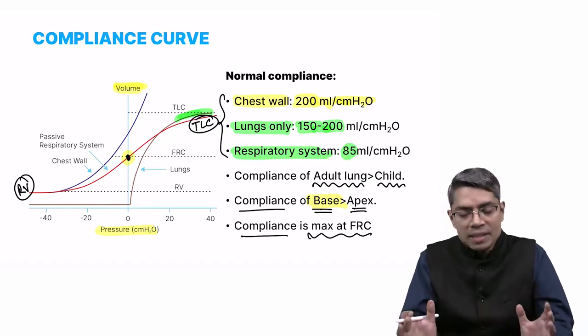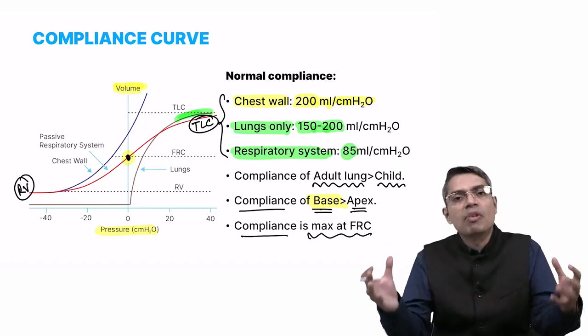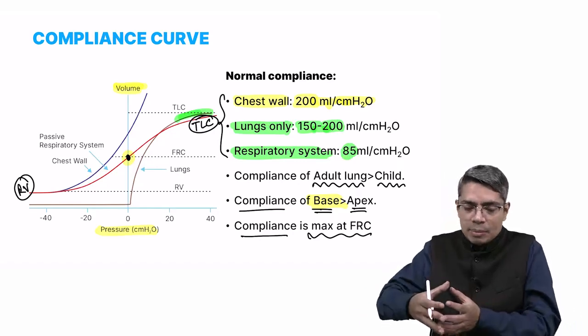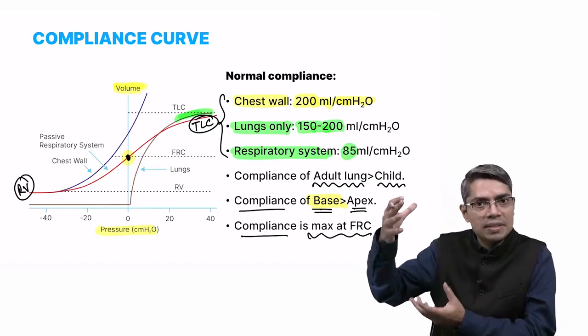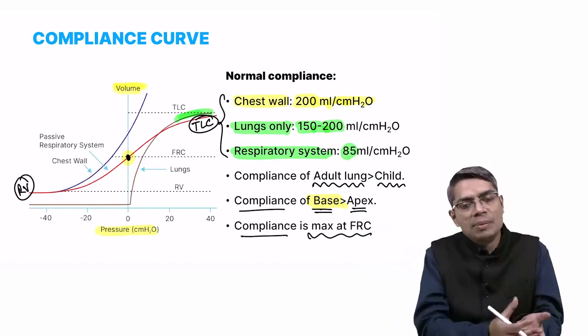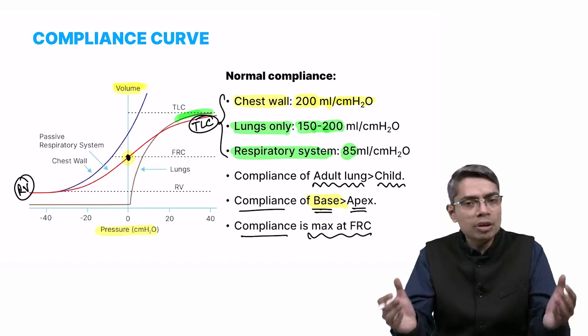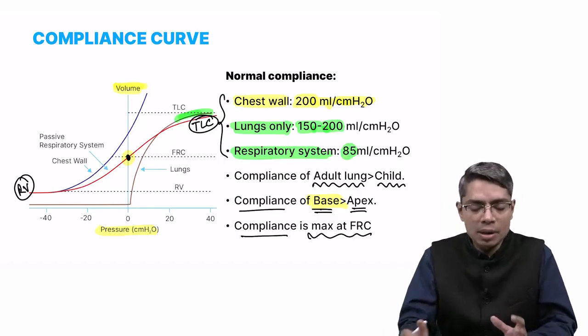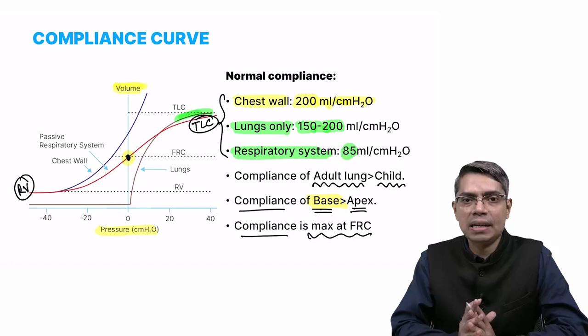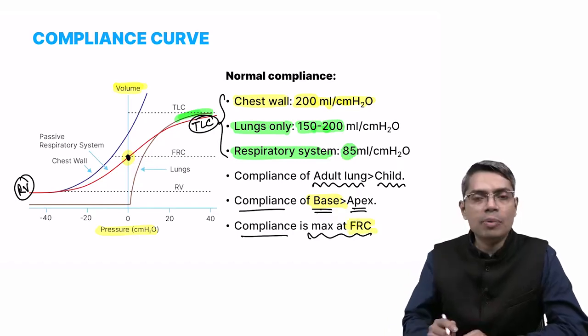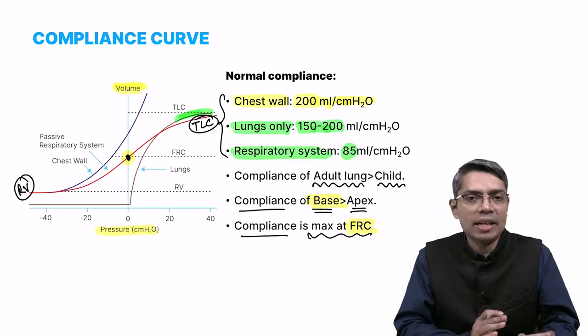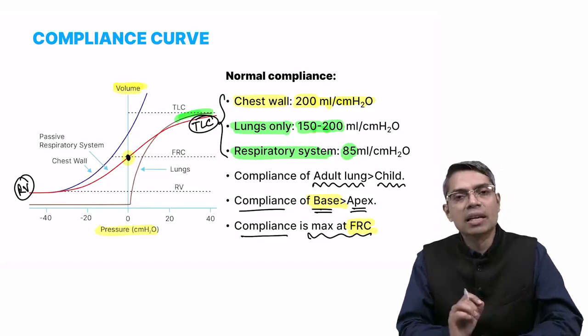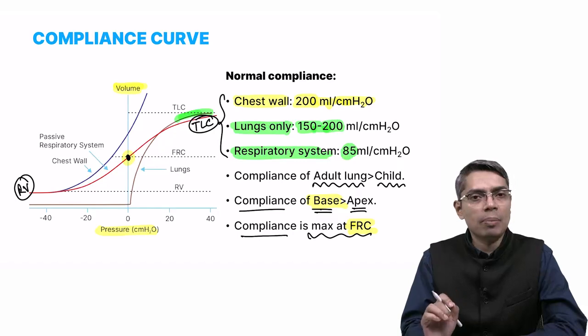So compliance is lesser at extremes of volume. Extremes of volume means at the end of maximum inspiration, that is TLC, and at the end of maximum expiration, that is residual volume. At both of these conditions, the compliance is lower. But when the lung is in resting condition, that is at FRC, if you calculate the compliance at that point, it will be maximum. So these are the points that you have to remember along with the compliance curve.